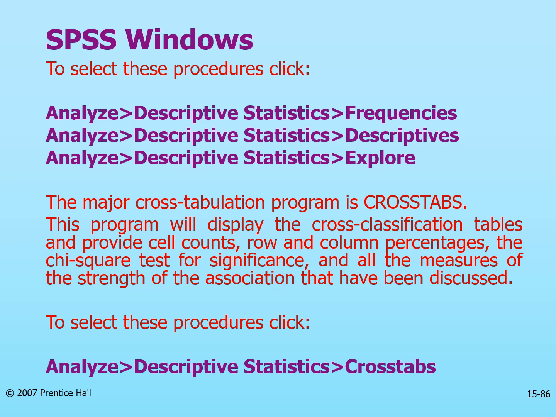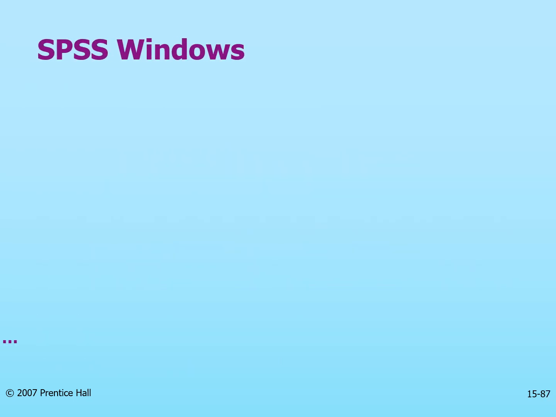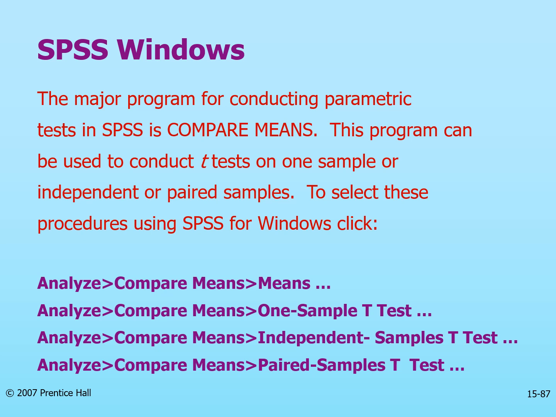So frequencies can be developed by descriptive statistics. So analyze and descriptive, if you go, the major cross tabulation program is Crosstabs. This program displays the cross-classification table and provides the cell count, row and column percentages, the chi-square for significance, and other measures that have been discussed by you. So go to analyze, descriptive statistics, and Crosstabs, and you can get the answer in a better way.